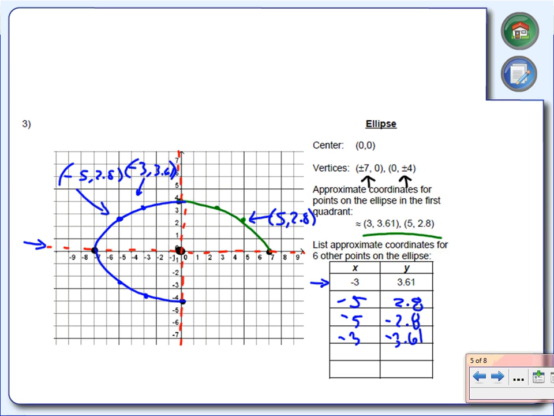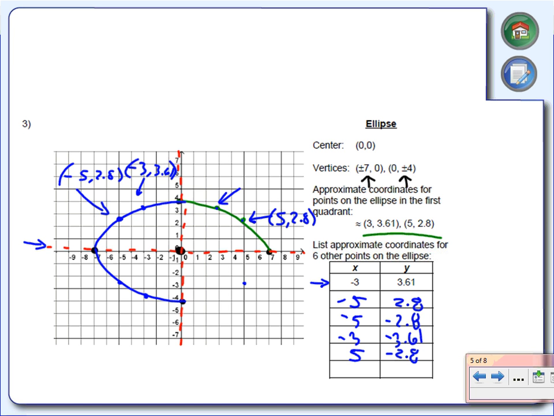So let's use these points that we had earlier. Let's find the corresponding points. Let's start with this one over here. This point over here was 5, 2.8. So the one that's corresponding to that one would be what? 5, negative 2.8. So 5, negative 2.8 would be about here.